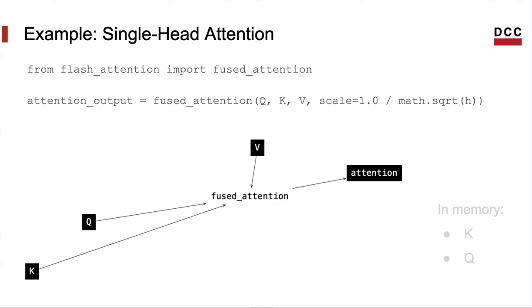But we could fuse all the operations too. In this example, we are combining all the kernels into a single kernel, which is available in the Flash Attention library. But now we need to keep all the matrices in memory if we want to implement this operation of single-head attention as a single kernel.